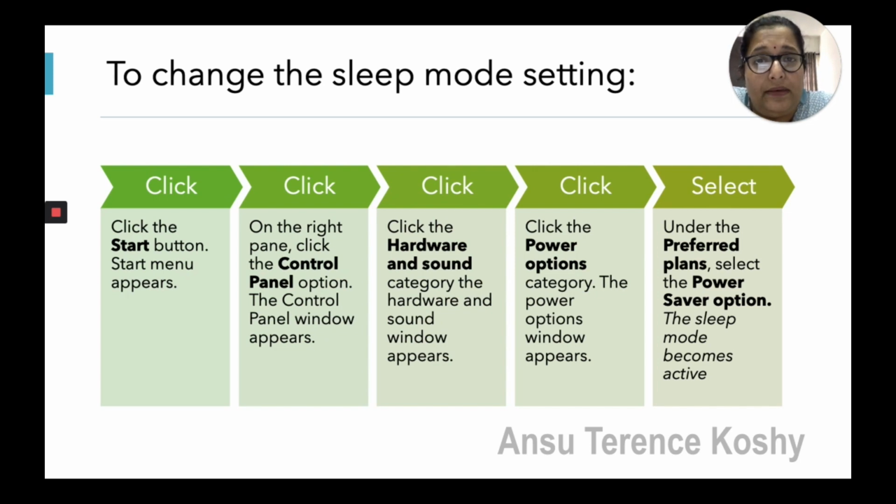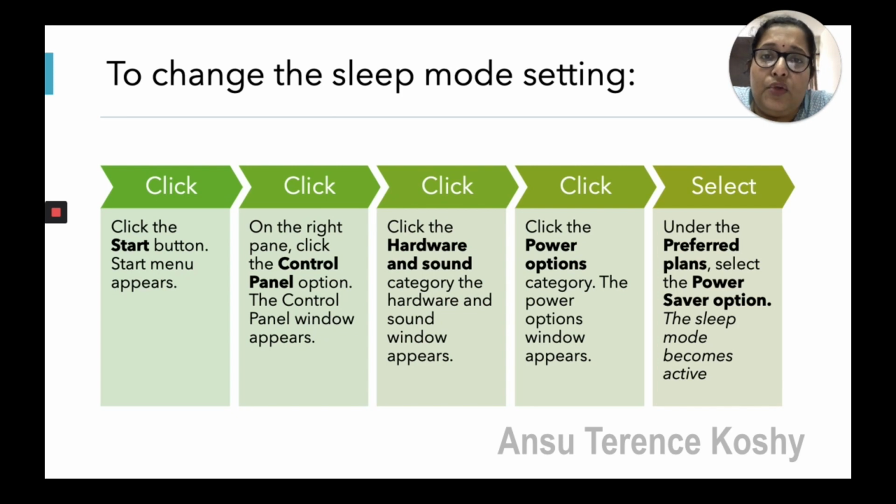On the right pane, a shortcut menu appears. In that, look on the right pane, you can find an option called Control Panel. Click on the Control Panel. The Control Panel window appears. In that, you have to look for Hardware and Sound category. In the Control Panel, once the window opens, you have to look for Hardware and Sound category. And that window appears once you click it.